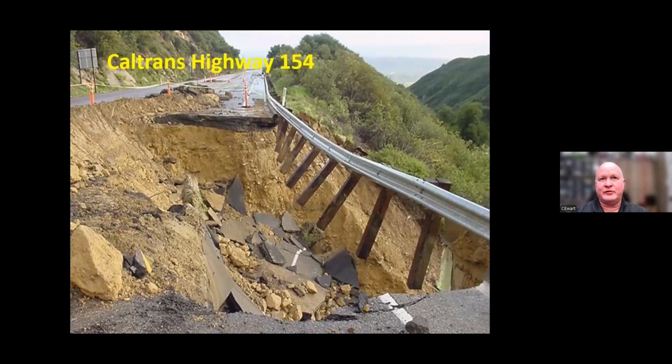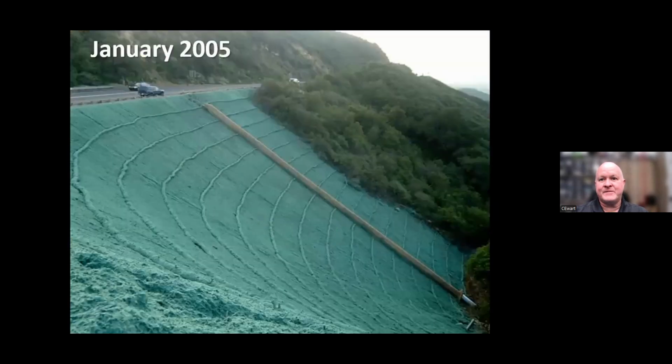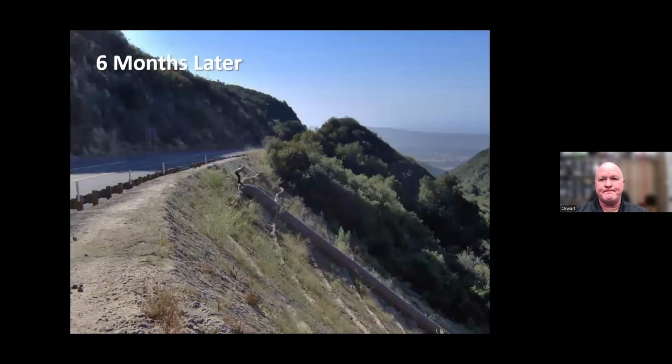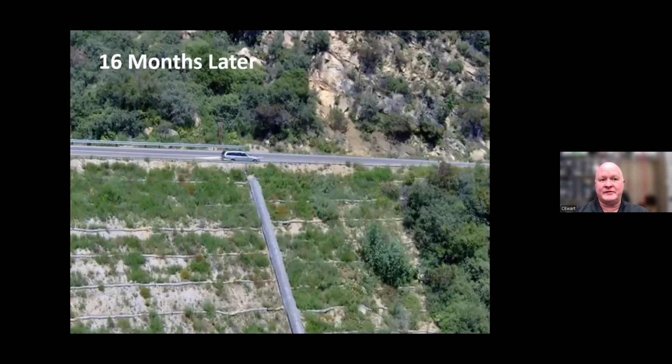Caltrans Highway 154. This is after stabilization. Again, important that we've got all those straw wattles going down the slope. Even with vegetative establishment, that's going to exceed our capacity to stabilize if we don't have the slope interruption in there. And that's after it's grown in 6 months.